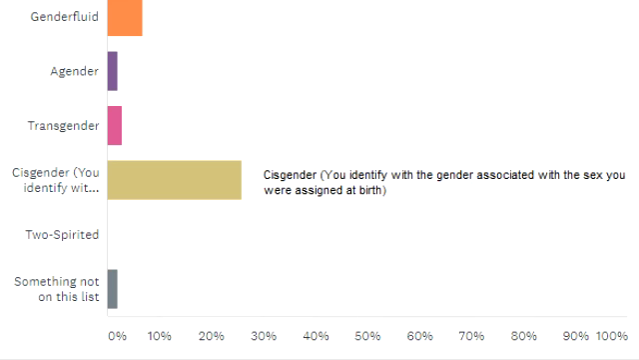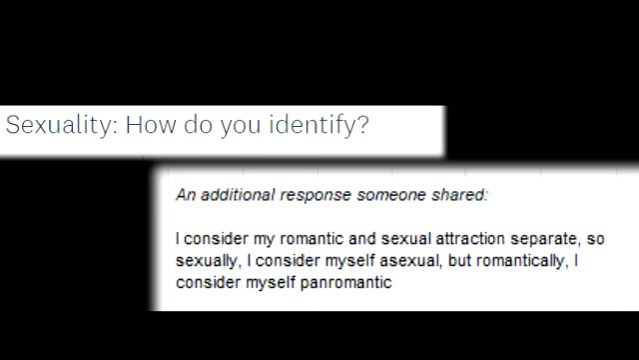Two-spirited, I think, might have already been on there, or maybe I added that, but no one identified that way. And a couple people identified as something not on this list, which I guess I didn't include a place for them to say what that was, so I apologize. But I'm glad we have some gender diversity here. The next question was sexuality, how do you identify?